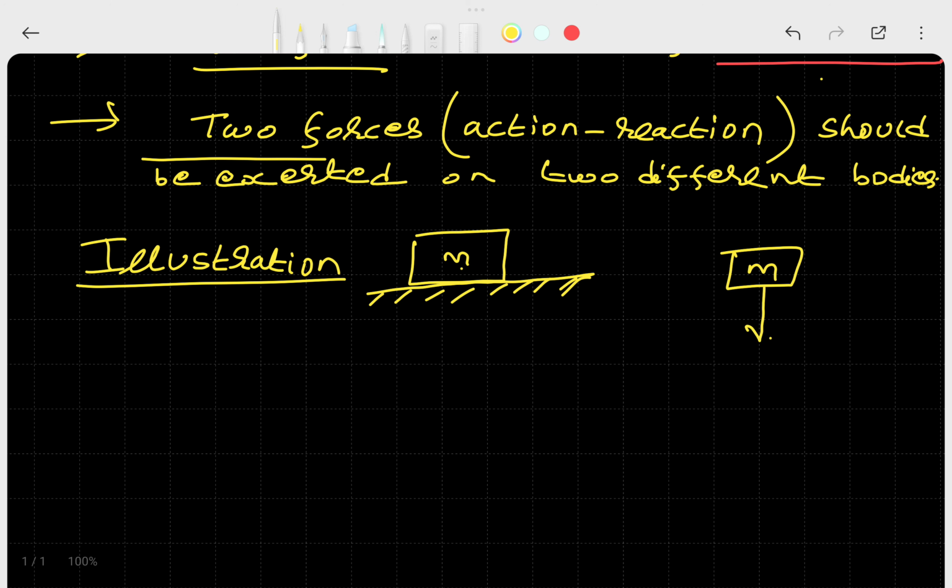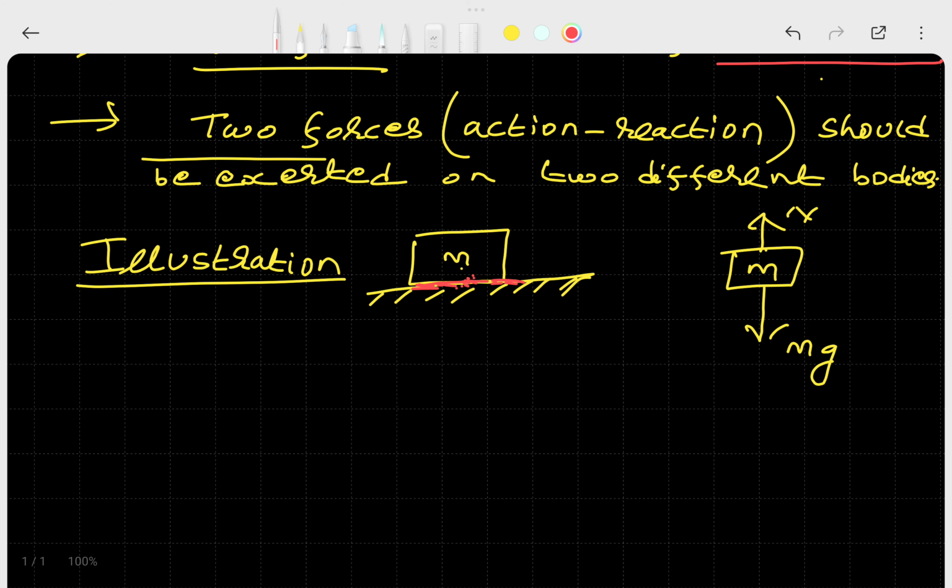Now this is the free body diagram. At first you should identify what forces are acting on this body. One is the gravitational force, the weight of this block, acting vertically downward, mg. And since this block is not moving, there should be another force preventing the block from moving, and that force is the normal force that exists here. This is due to electromagnetic interaction between the surface of the block and the surface of the table or ground. So this normal force N is an electromagnetic force.